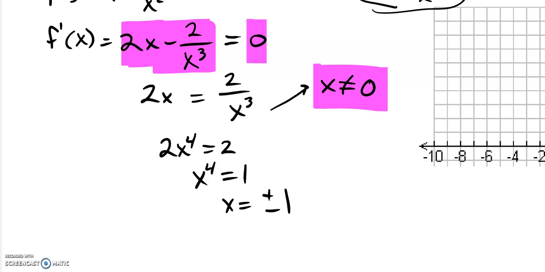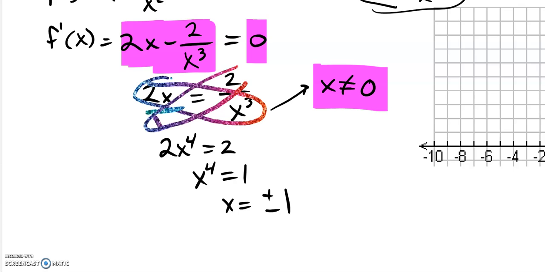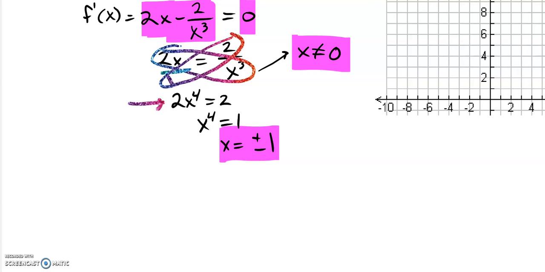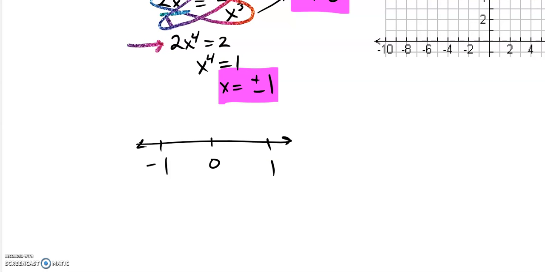So then when I cross multiply here, this could be over 1. So that's where this came from. And I set that equal to 2, so cross multiply. Divide out the 2's, you get x to the fourth is equal to 1. So x can be positive or negative 1. That is our other 2 critical points. So we have 3 critical points that we're going to put on our number line. Test values to the left and to the right.